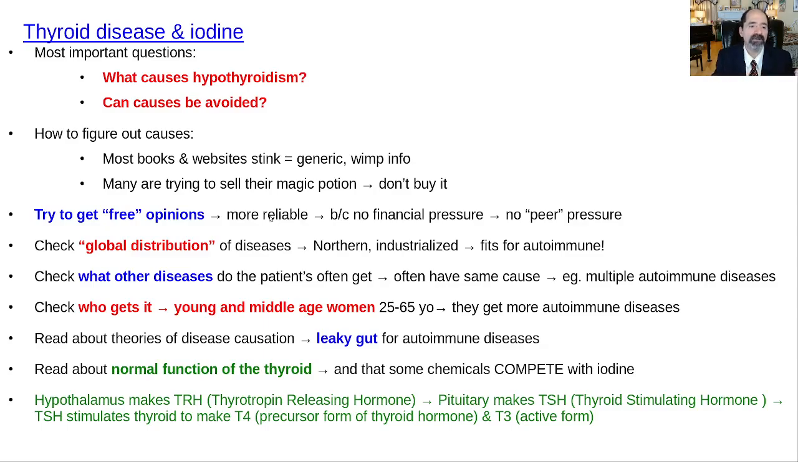Type into your computer browser, what is the global distribution of this disease? We're talking about autoimmune diseases, so they're going to be northern, where it's colder, less sunshine, less vitamin D, more meat consumption, more dairy consumption, industrialized areas. That's the classic fit for autoimmune disease. And most thyroid disease is autoimmune disease with regard to hypo and hyperthyroidism. Always ask yourself, what other diseases do the patients get? If they got an increased incidence of other autoimmune diseases, then it's probably an autoimmune disease because they usually go together. Who gets it? Most common group to get autoimmune diseases is women between 25 and 65 years of age.